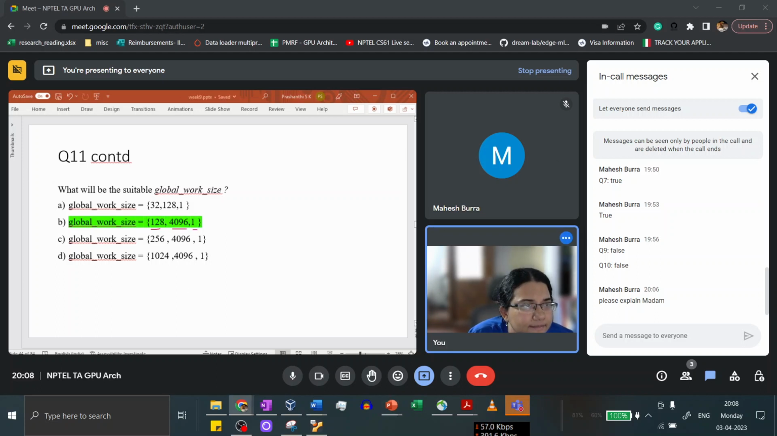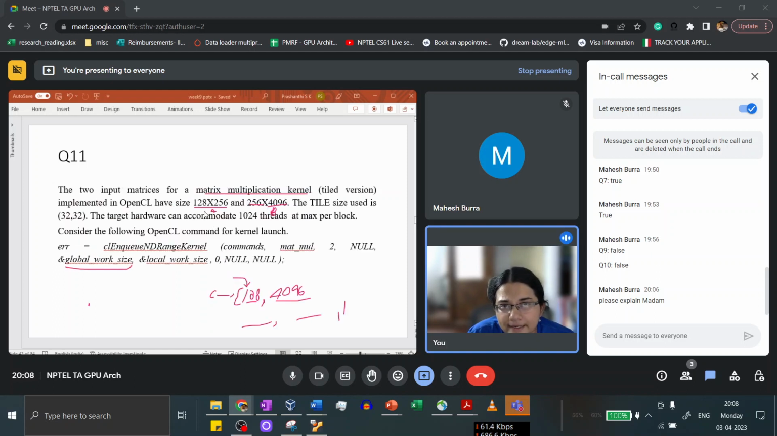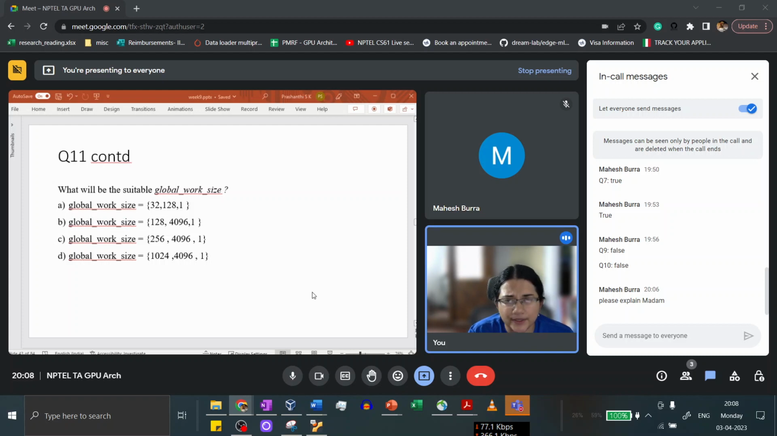Is this clear? The global work size is related to your problem size. If I changed the problem size, then the global work size would also change. You've done very similar things in the CUDA domain. We are just trying to translate that now to the OpenCL world. Any doubts here? I'll pause for another 10 seconds before we move to the next question. Okay, this is clear. Great.